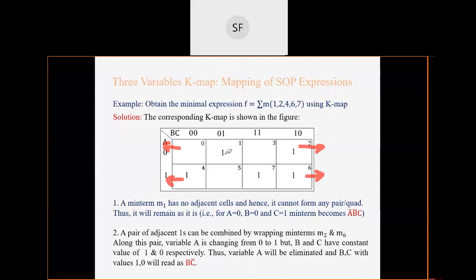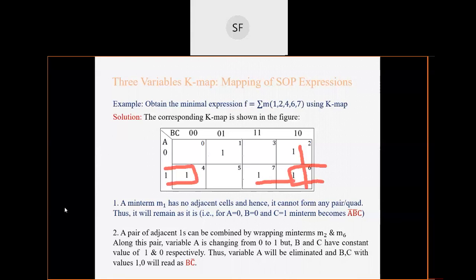Okay, so in total three pairs you can combine. These two, this is your first pair, this is the second pair, and the third pair is this one. So total three pairs are possible, and hence you have to combine the three pairs.